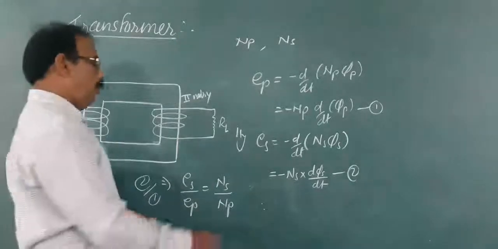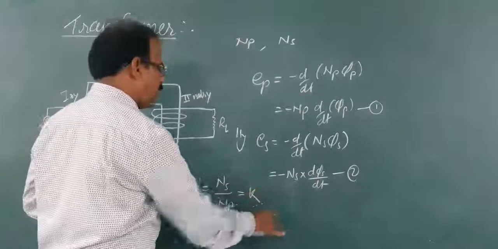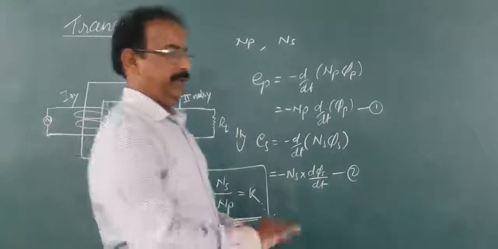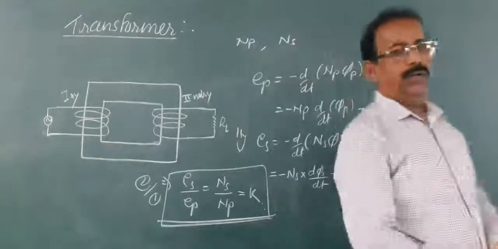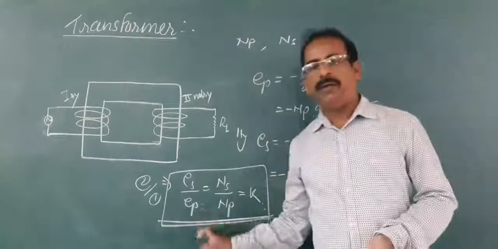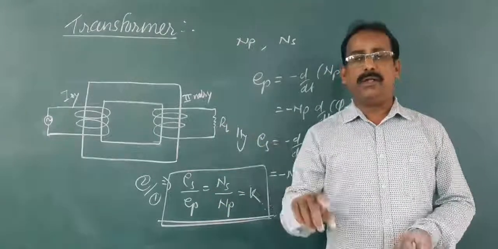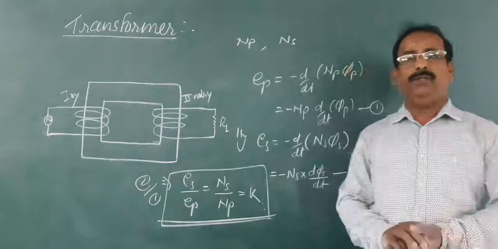This ratio is called the transformer ratio, denoted by K. Which ratio? The EMF induced in the secondary to the EMF induced in the primary.